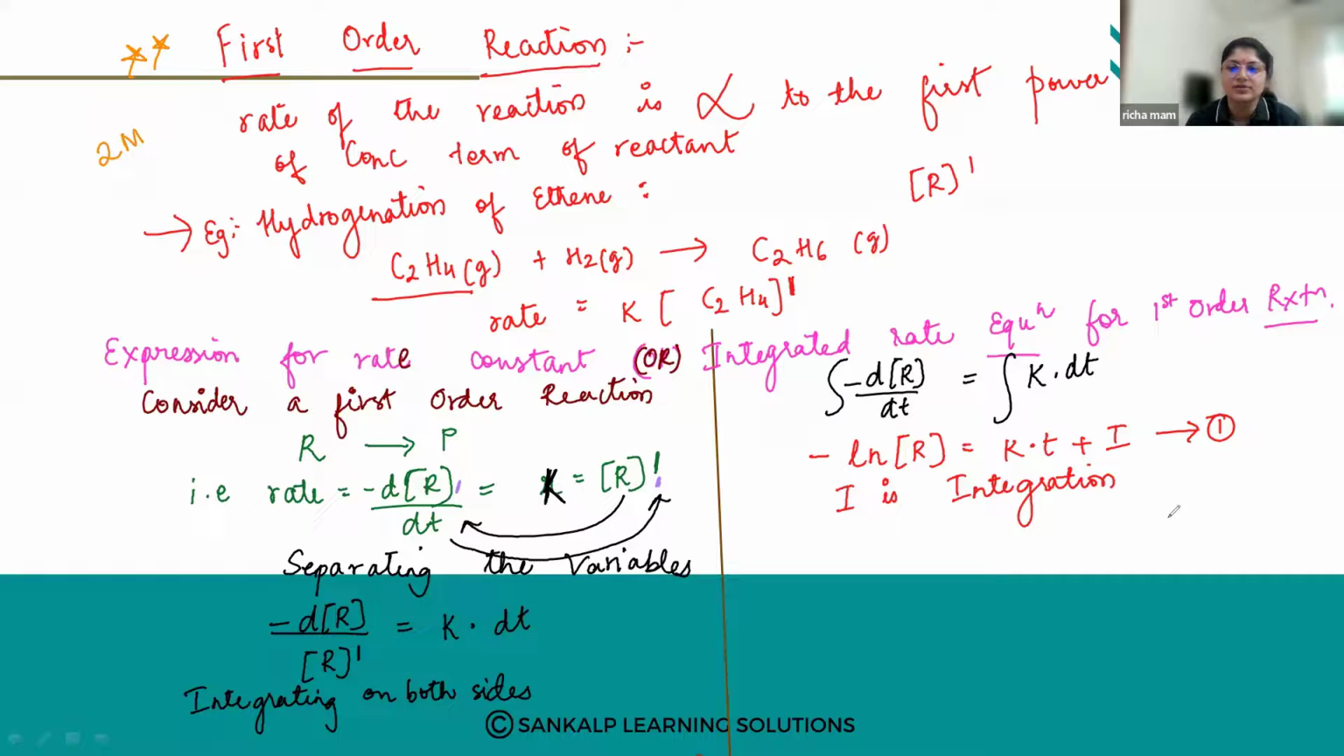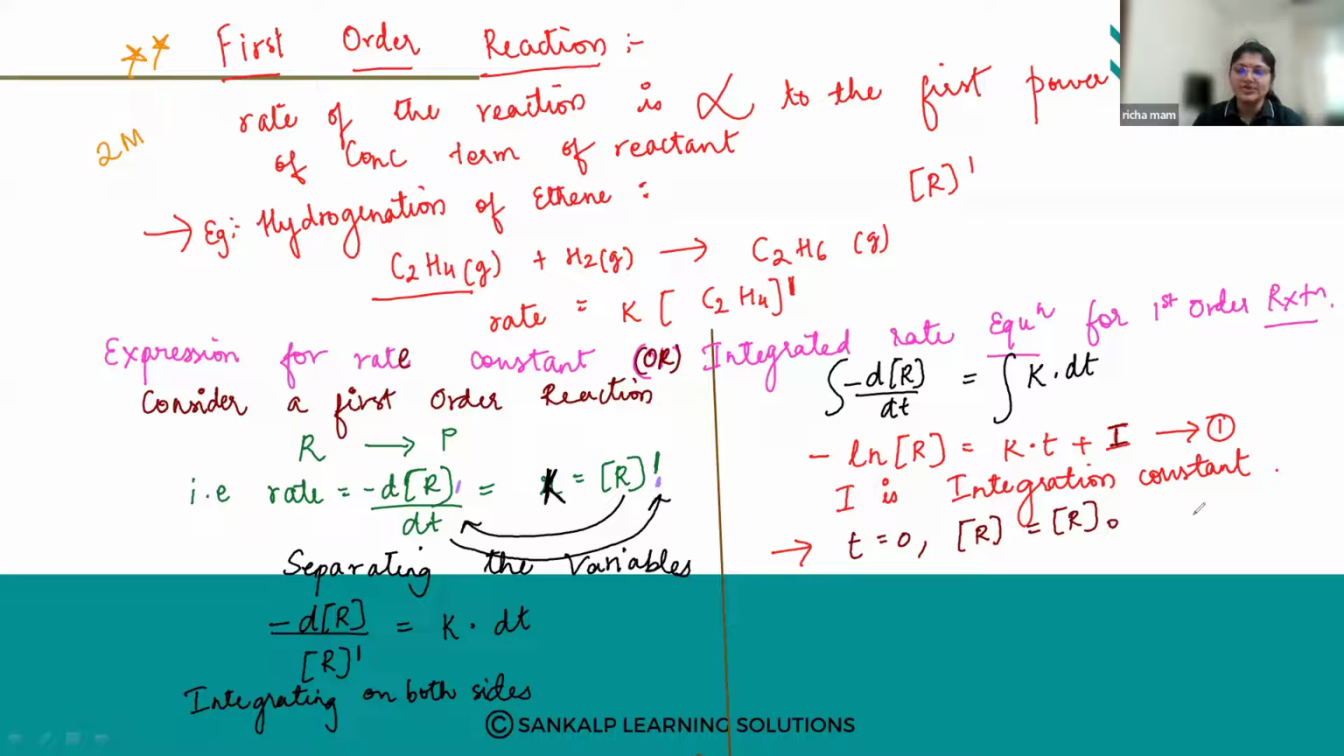Integration constant. Okay, now what is the next step? Now let us put the initial values, the initial condition, where t is equal to 0 and r is equal to r naught. If we put the initial condition, that is t equals 0 and r equals r naught, we are going to get the value of I. We have to find the value of I, that is your integration constant.